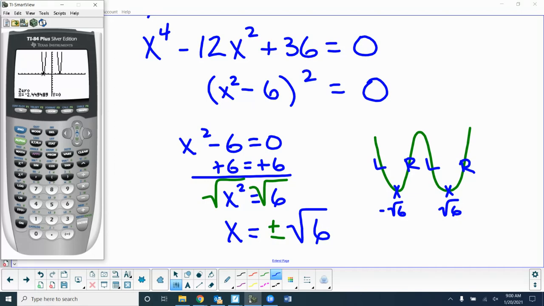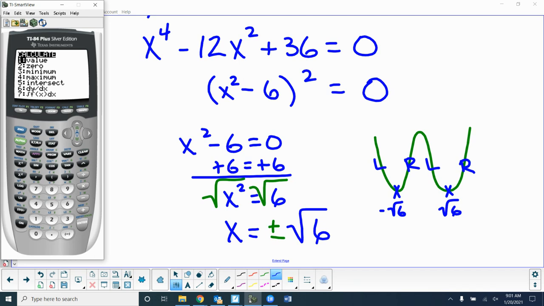All right, negative 2.44. That's the negative square root of 6. Okay? Any questions on that? So what two buttons did I push to get to that menu, that calculate menu? Second trace, right next to graph. All right? And then we're looking for 0. Okay?